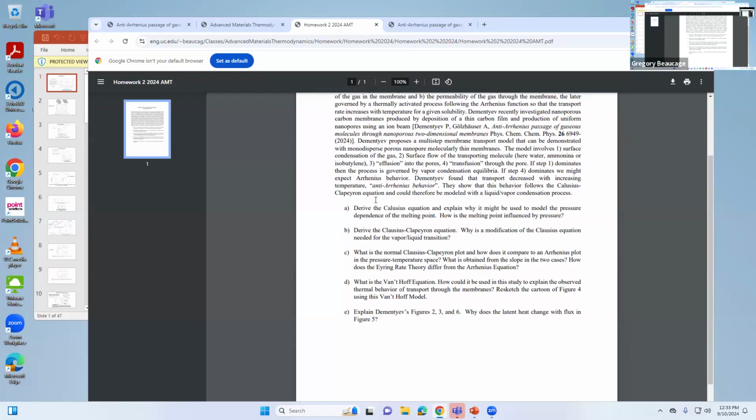One person couldn't derive the Clausius-Clapeyron, but then did it for this one, because the first step in the Clausius background is to derive the Clausius-Clapeyron. So it's kind of odd. Anyway, I didn't take points off, but it was a little weird. And then it can be used to model the melting point because there isn't much of a volume change in melting. So you can just get a linear dependence between the melting temperature and the pressure. So that answers that.